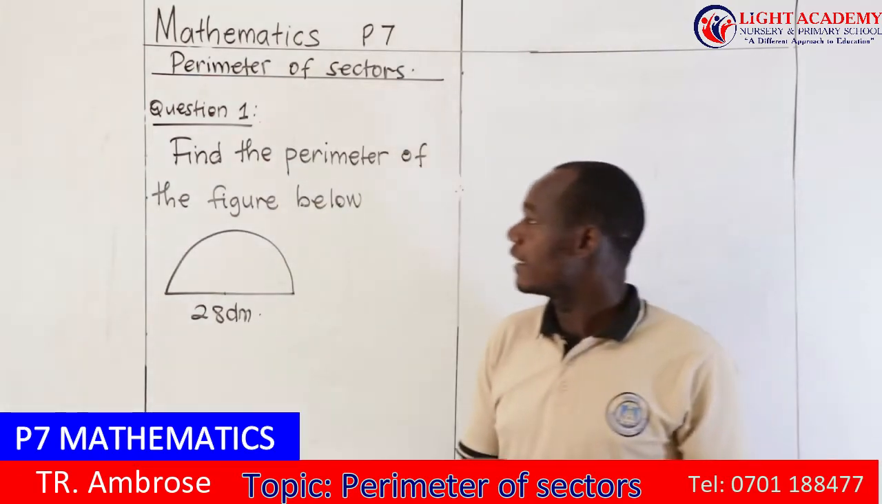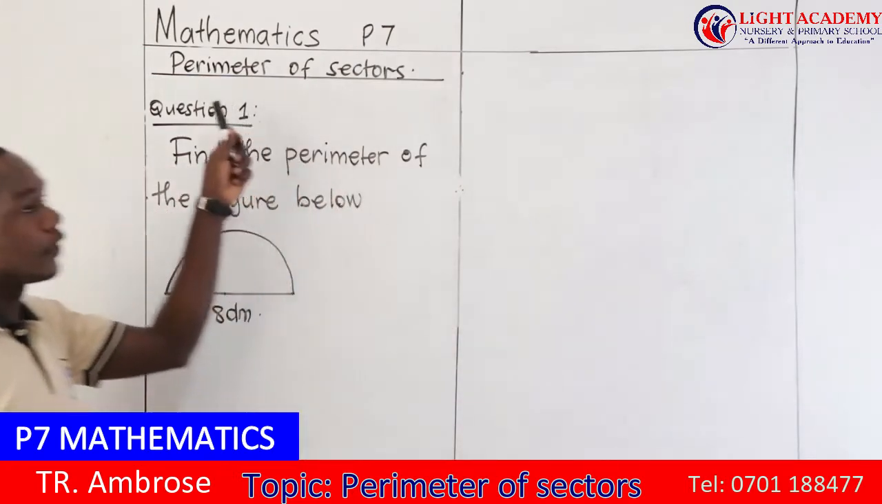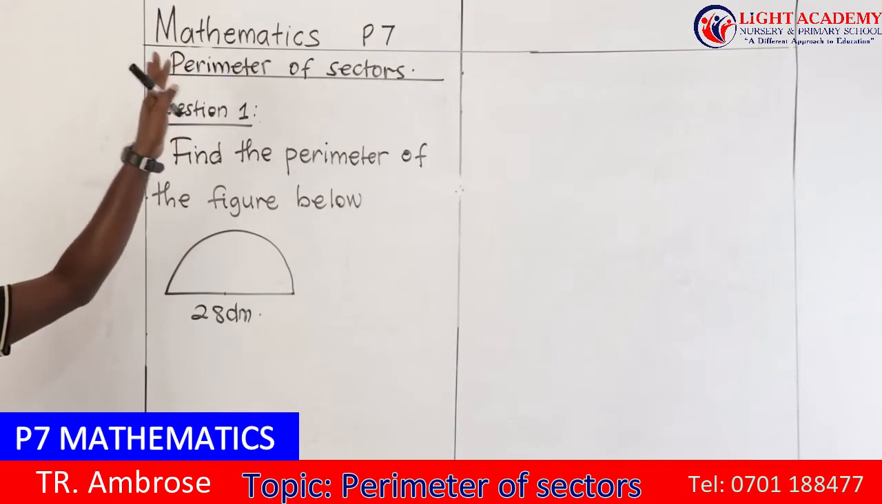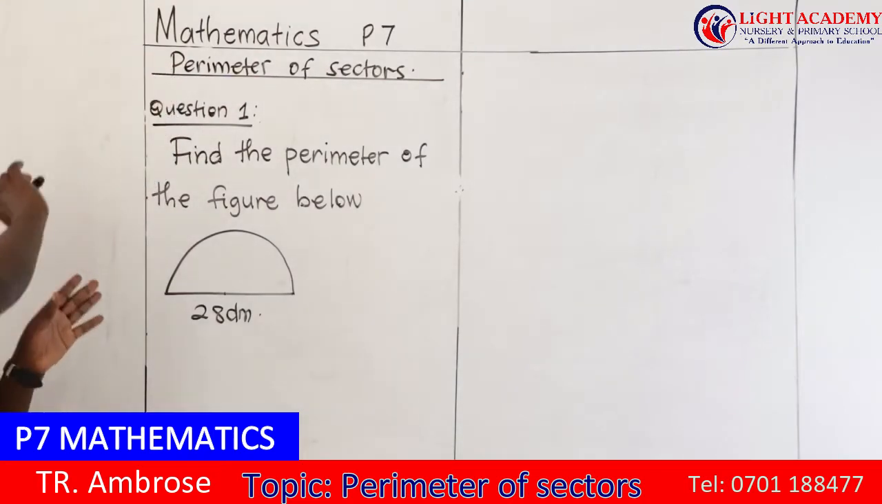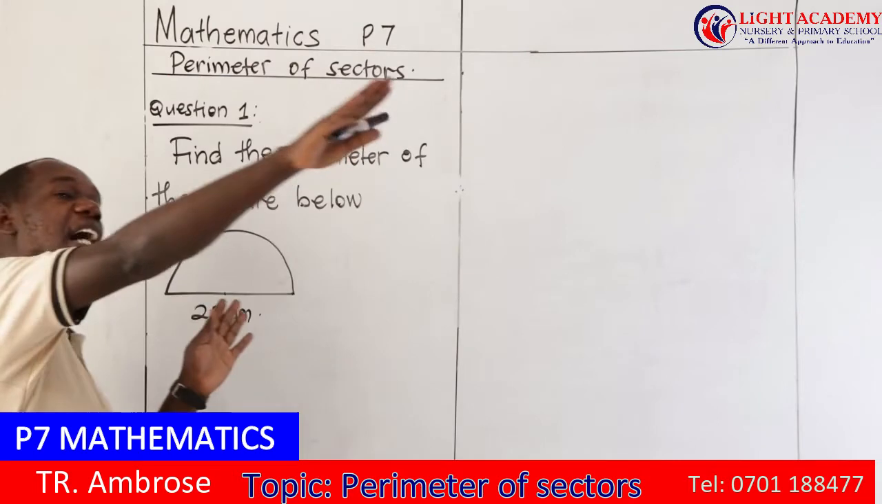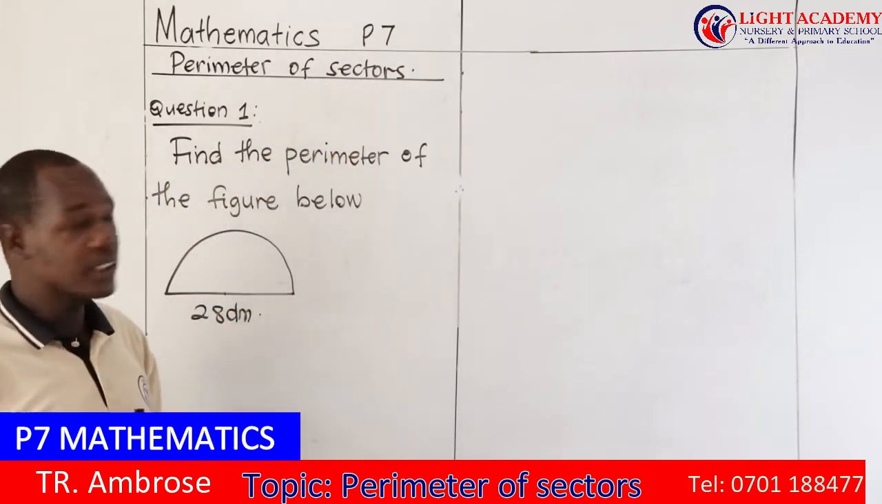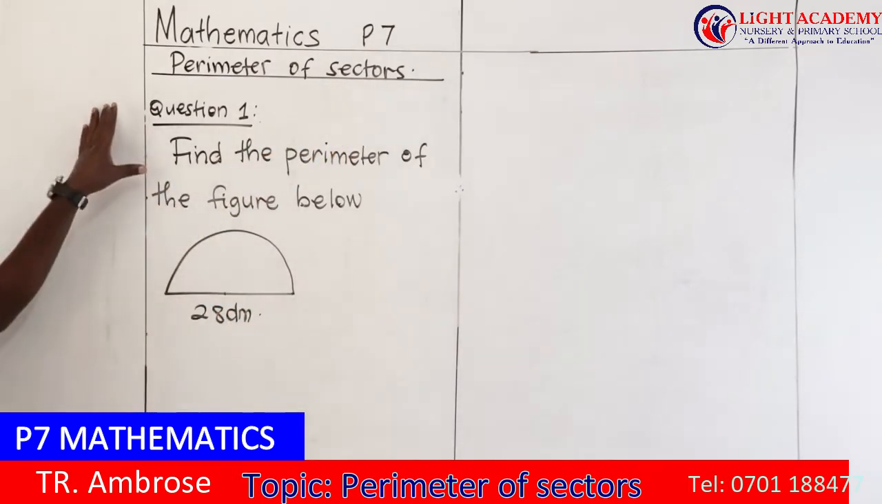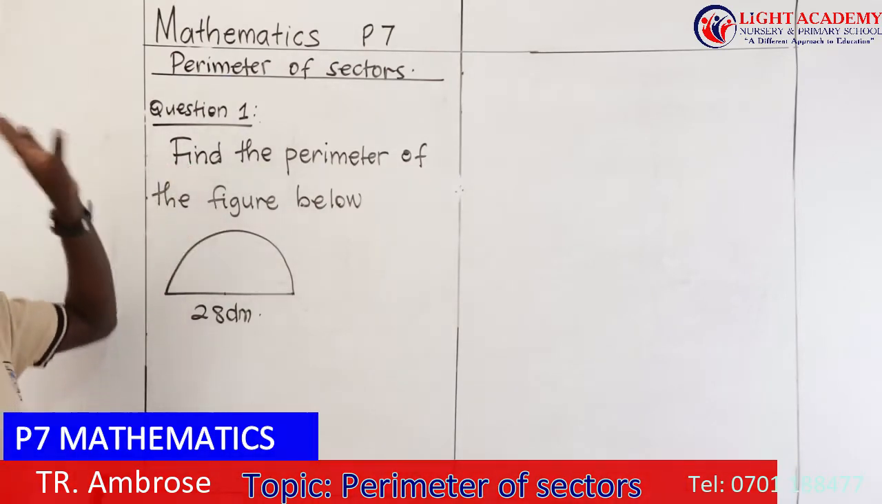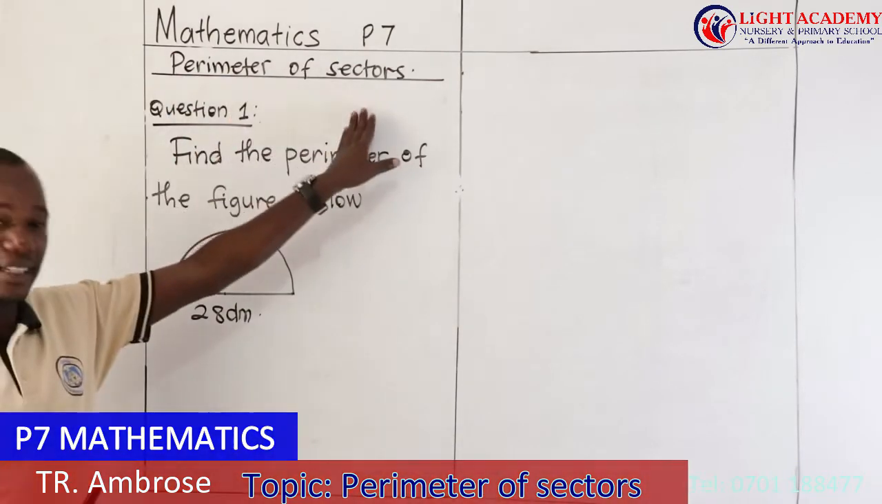In this subtopic, when we talk of perimeter of sectors, perimeter in actual sense is the total distance around the figure. If they say find the perimeter of any figure, you must move around that figure and add the total distance you covered. We are going to look at some numbers where we shall be required to find the perimeter, but in particular, we are going to look at sectors.